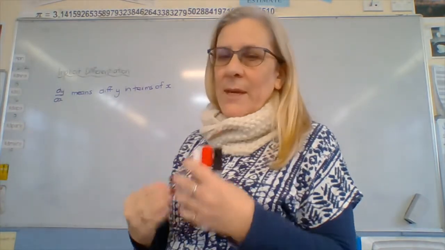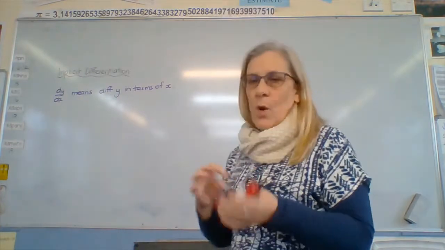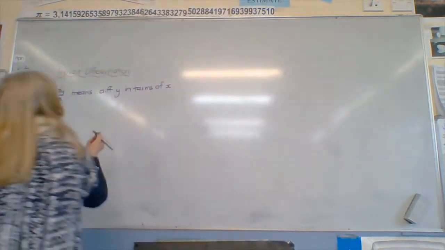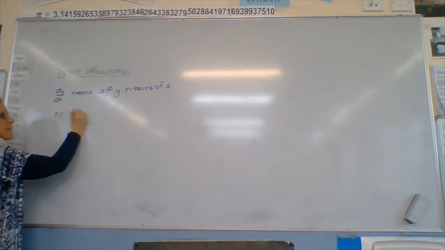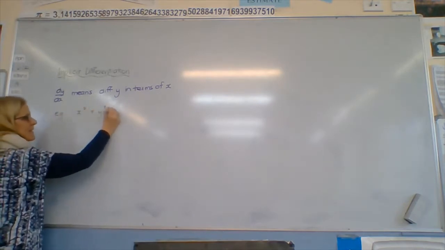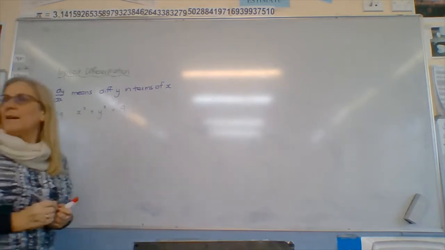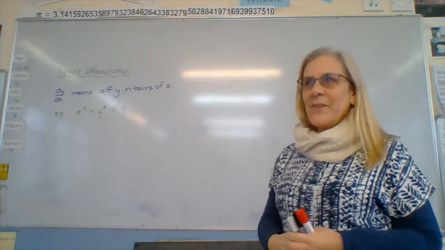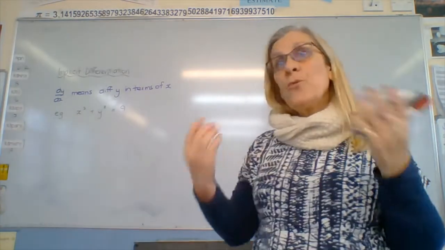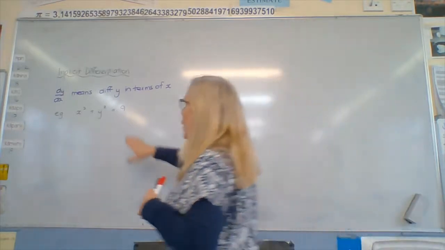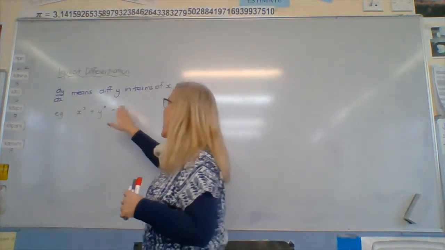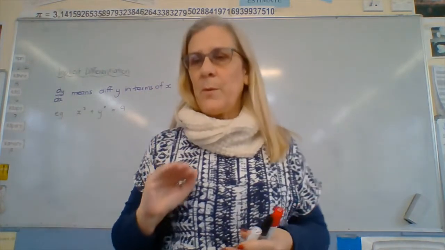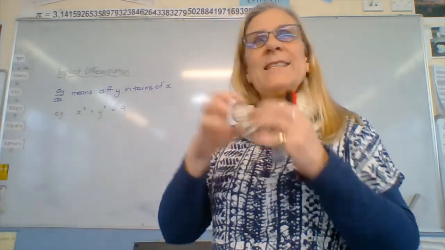So the question is, if we had something where there were x's and y's muddled up in it, for instance, what is this? Does anybody know what it is? Good, it's a circle. So we've got x's and y's. We could rewrite this as y squared equals 9 minus x squared, and therefore y is equal to the square root of that. So this is actually not too bad a one. But we could also differentiate this in bits.